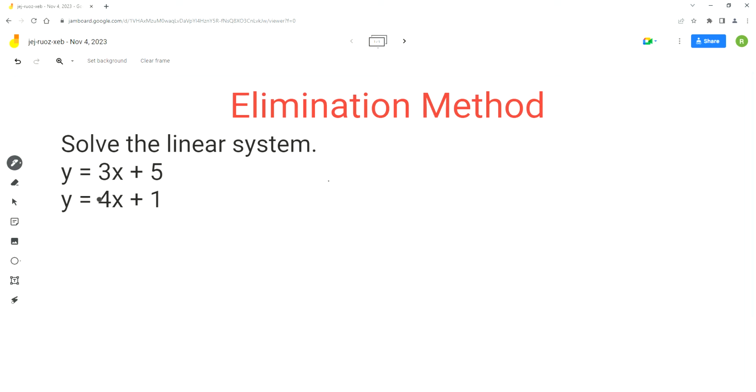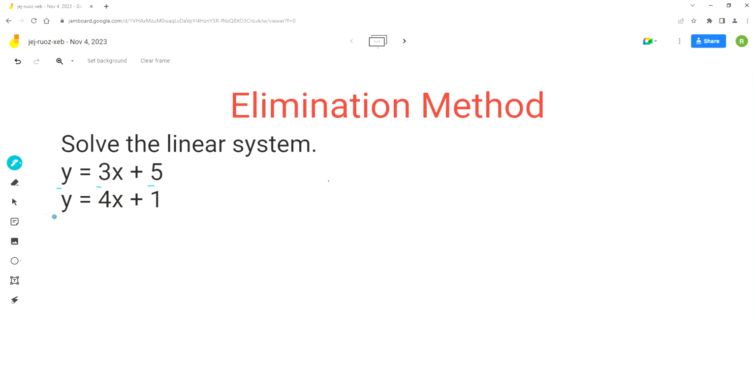But if we subtract these two equations, that means if I subtract this y from the top y, and subtract the 4x from 3x, and subtract 1 from 5, then these y terms will cancel each other out, because y minus y is equal to 0. So in this case, the first step is to subtract these two equations.